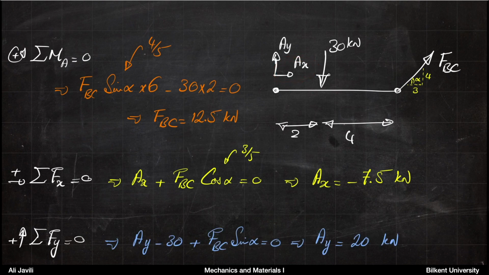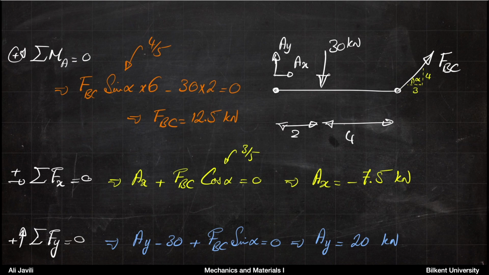Finally, you write the equilibrium of forces in the y direction, in the vertical direction. In the vertical direction, you have AY upwards, you have 30 kilonewton downwards, and then you have FBC sine alpha also upwards. And at this point, you know what is FBC, so you can calculate AY, and that would be 20 kilonewton.